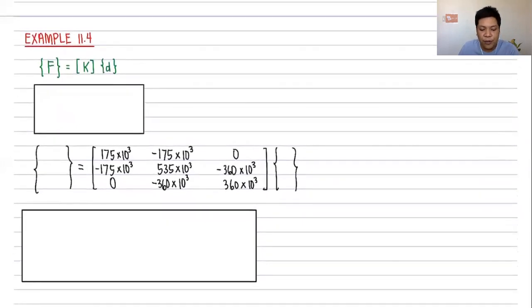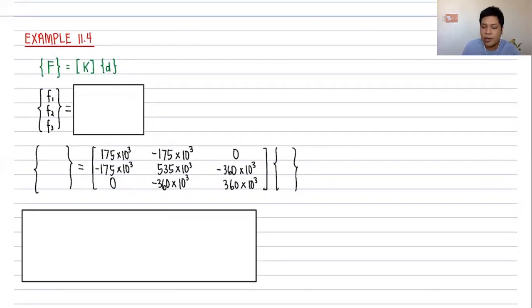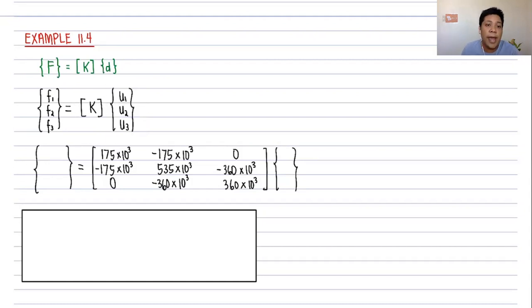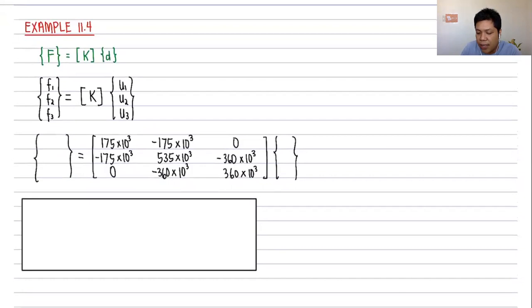Okay. So F is equal to KD such that, again, I have 3 forces. Therefore, I have F1, F2, and F3. I have 3 nodes. And I have my global stiffness matrix K. And again, D is just the displacements of each node, again, in a single direction only. Therefore, that's U1, U2, and U3. Correct? Okay.